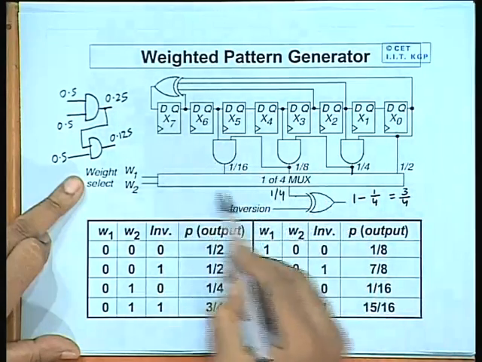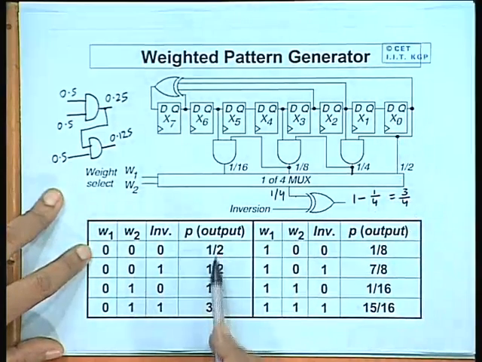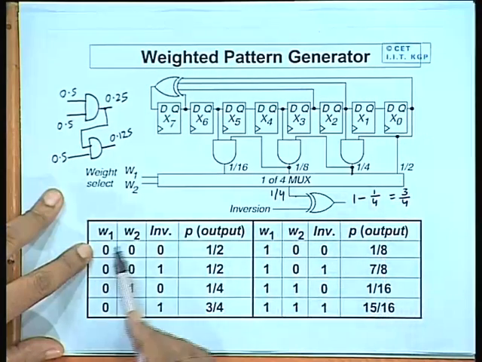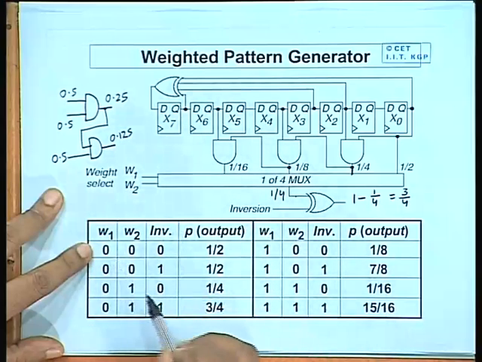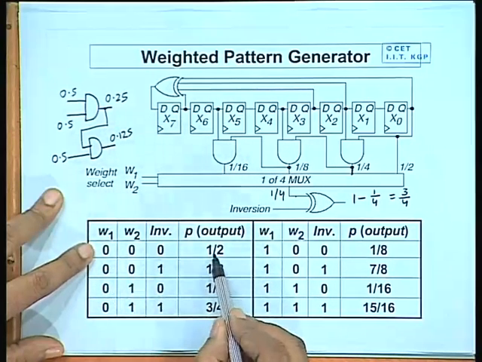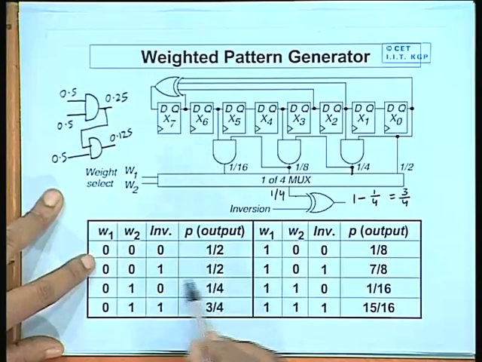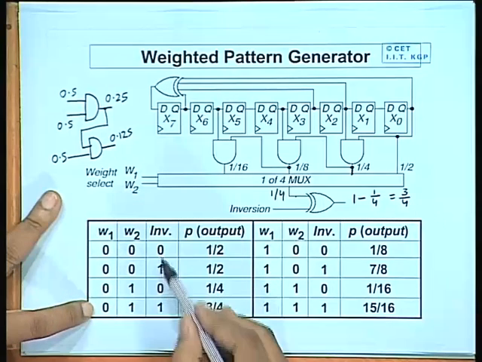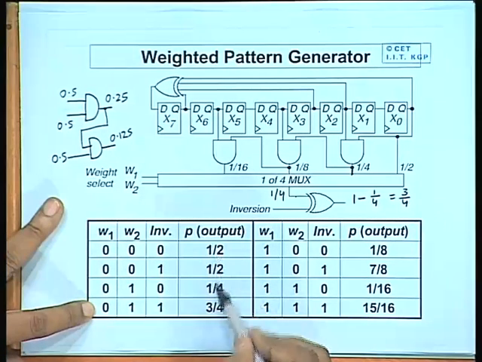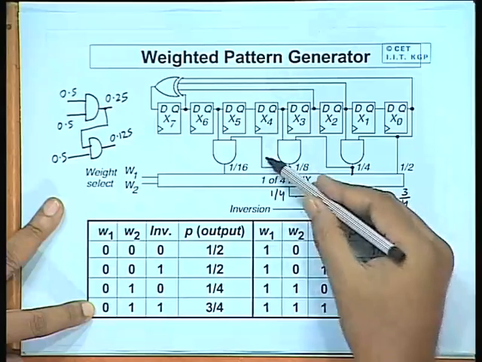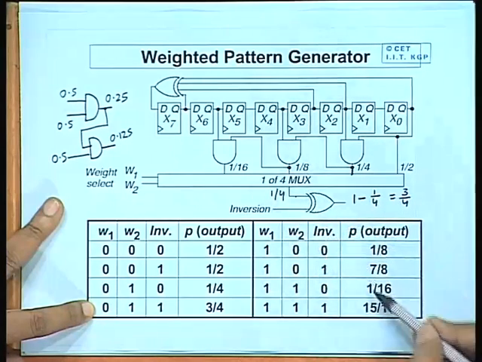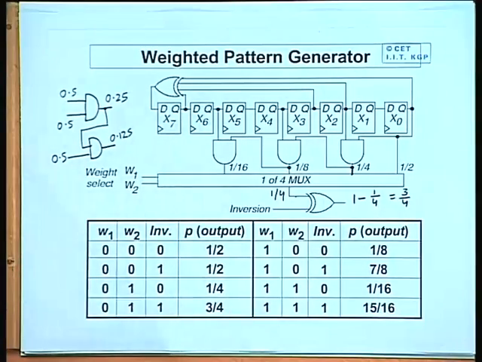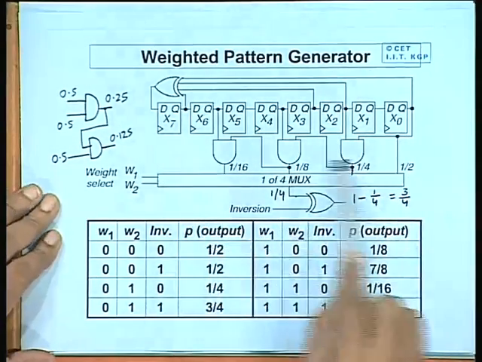So, by this simple structure you can get so many different values of the probability. This table lists all the possibilities. So, you can have this half, 1/4. By setting the inversion to 1 you can have 3/4. Similarly, you can have 1/8. By setting inversion to 1 you can have 7/8. Similarly, 1/16 and 15/16.